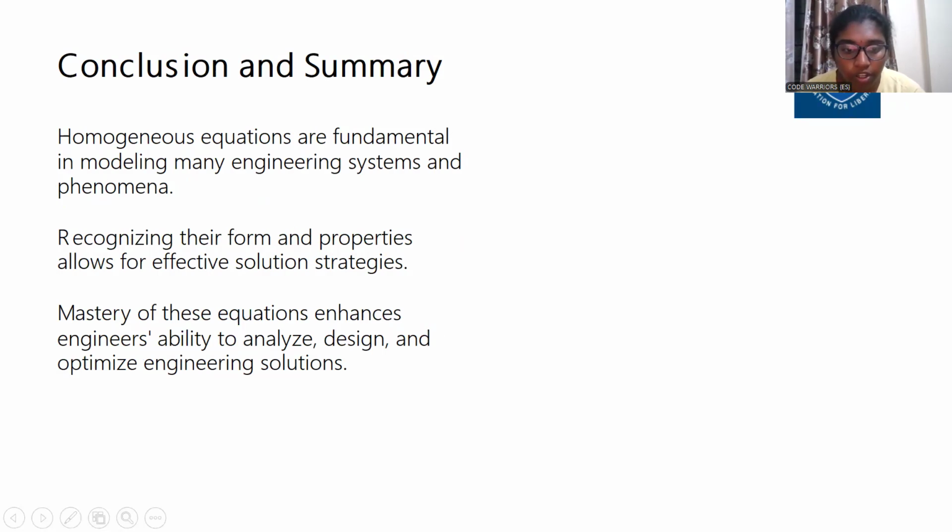So, let's have a final word. To conclude, homogeneous equations are a fundamental concept in engineering that help us understand how systems behave naturally without any external inputs. They are widely used in electrical circuits, mechanical systems, thermal processes, and control engineering. Understanding them allows engineers to design efficient and stable systems.